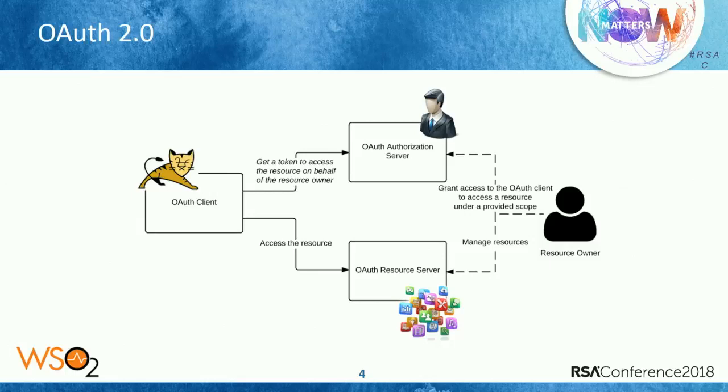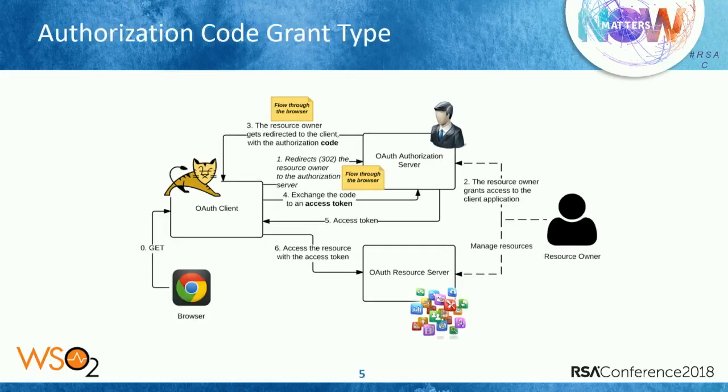So there are multiple ways you can implement the first 2 phases: how you can get an authorization grant and how you exchange that authorization grant to an access token. So these are called grant types. OAuth 2.0 core specification defines 4 grant types. The most common grant type is the authorization code grant type.